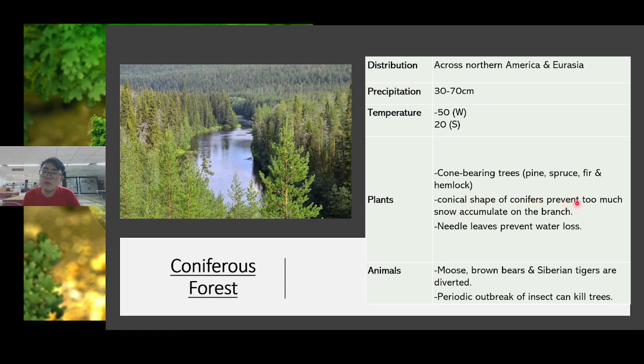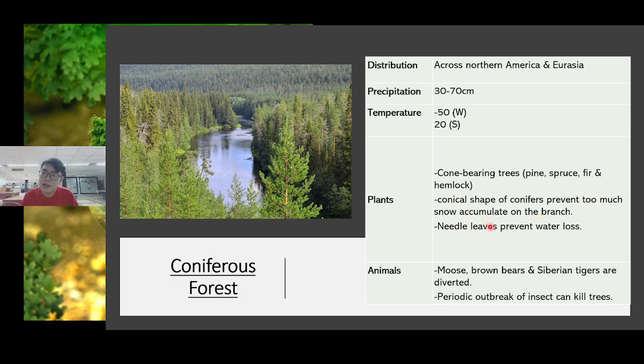The conical shape of conifers prevents too much snow from accumulating on the branches. Why do these plants have to look like that? Because in this area in winter there is snow, snow, snow. So the shape of the plant is conical, to prevent the leaves from accumulating snow. Because if the leaves accumulate snow, the tree will fall down. The snow is very heavy when it accumulates together, and it will cause the tree to fall down. So the plant is conical shaped to prevent the accumulation of snow on the branches.